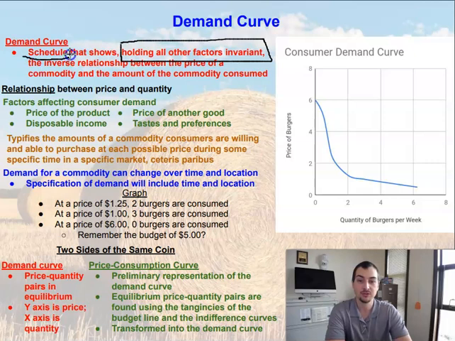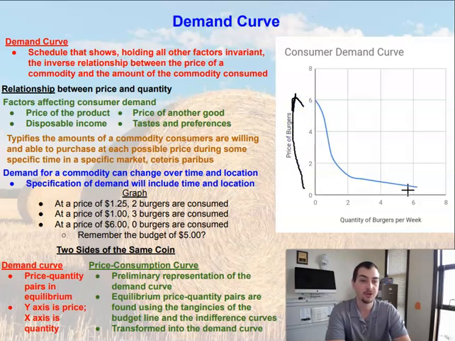So it's a schedule. It's going to show us a relationship. And it's an inverse relationship, meaning as one goes up, like if the price of hamburgers goes up, the quantity, or the other side, goes down. So it has an inverse relationship. How does that make sense? Think about your own personal life. If the price of a good is going up, are you going to buy more or less? You're probably going to buy less. If the price of hamburgers is going up, we are actually going to be consuming less of those goods.